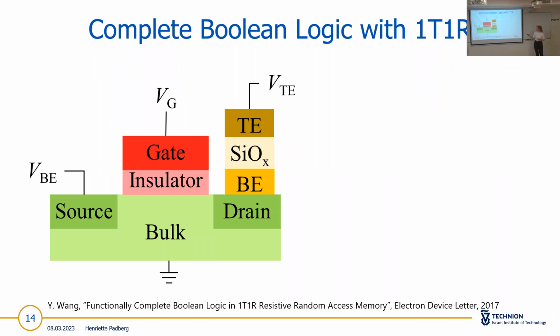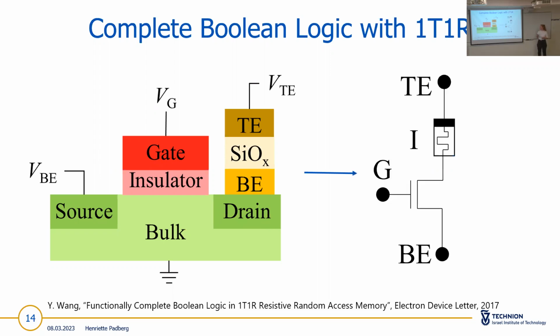So you have here the cell including the top electrode, the insulator layer, and the bottom electrode, and then it is placed on a transistor. And if you refer further to the equivalent circuit, it looks like this. You have the top electrode, here the bar, so that means if you apply a positive voltage at the top electrode, a set process happens.